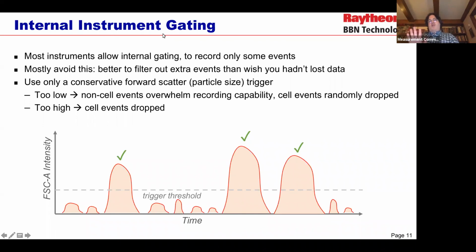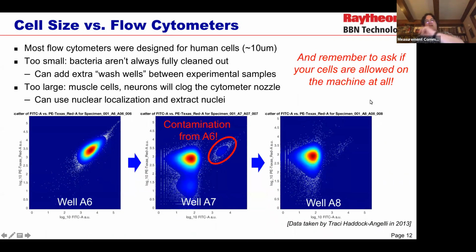But before you go and get into that level, we're going to want to make sure that the data that goes in is clean, which our next segment is going to be about. All right, one last instrument level thing for making sure that our flow cytometer is going to do what we want is it's important to be aware of the size of the cells you're working with versus the size of cells that your flow cytometer was designed for.